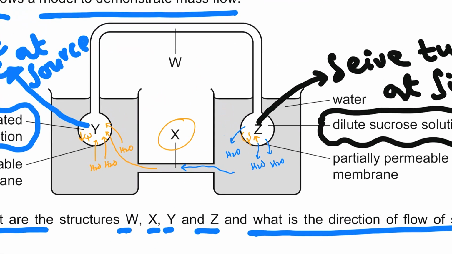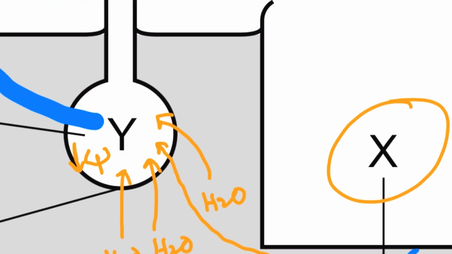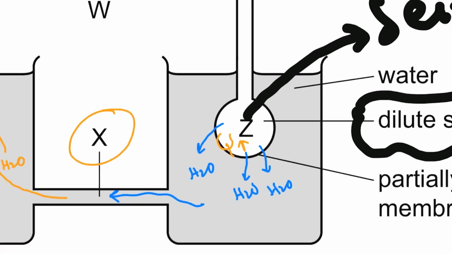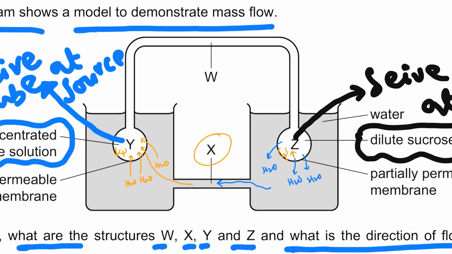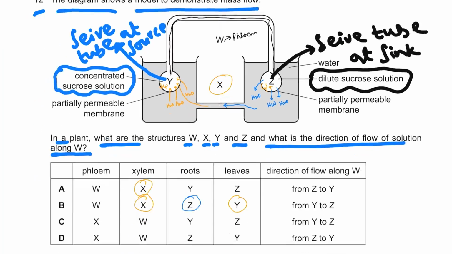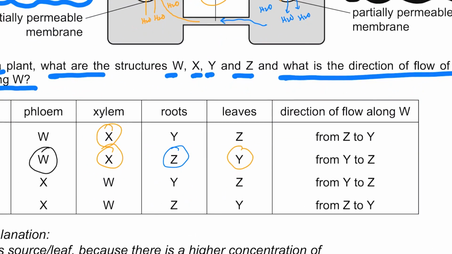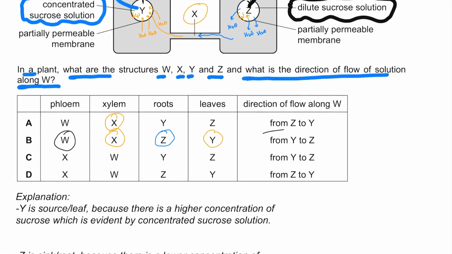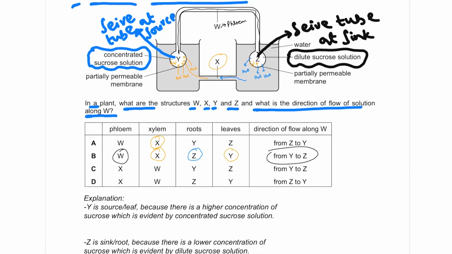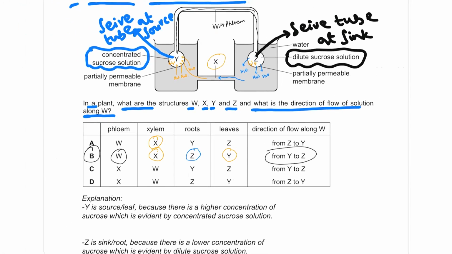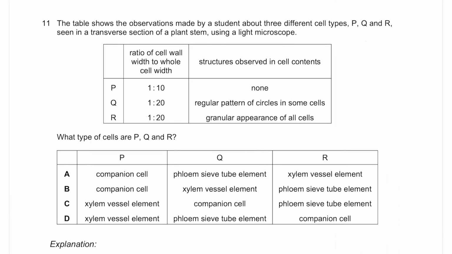Okay. So we can see that Y is the sieve tube at source and Z is the sieve tube at sink. So there will be mass flow from Y to Z along W, and W is the phloem. So W is phloem over here, and the movement is from Y to Z. The answer is B. Let's move on to MCQ number 11.